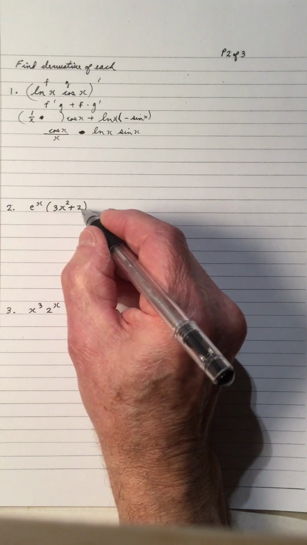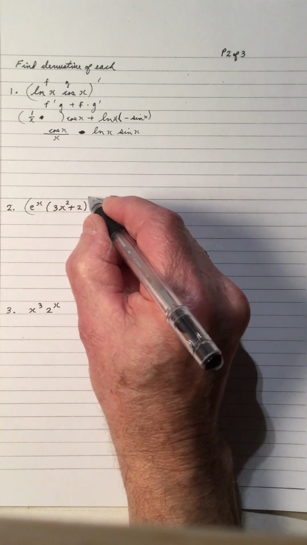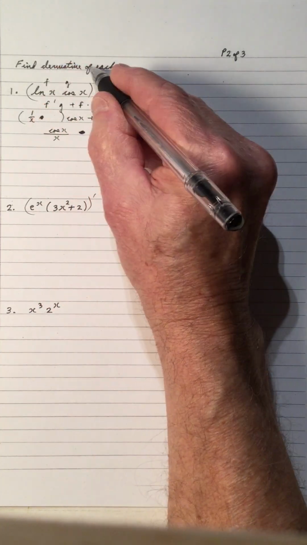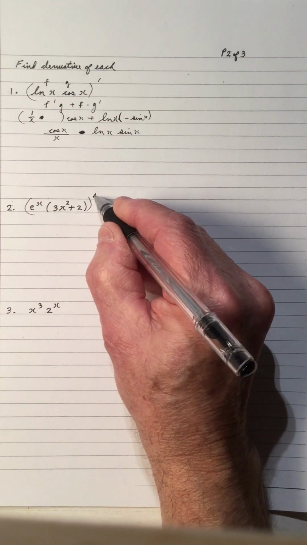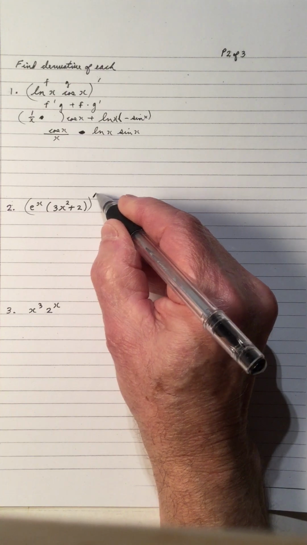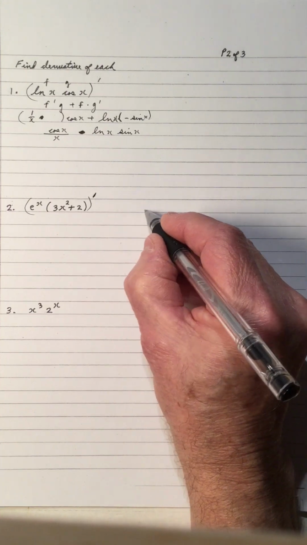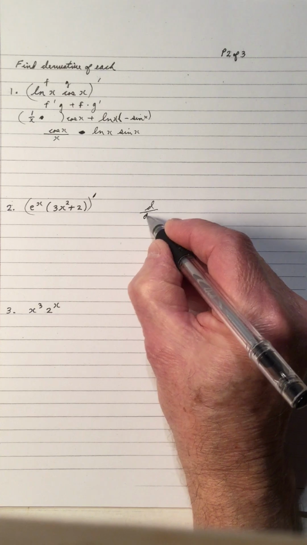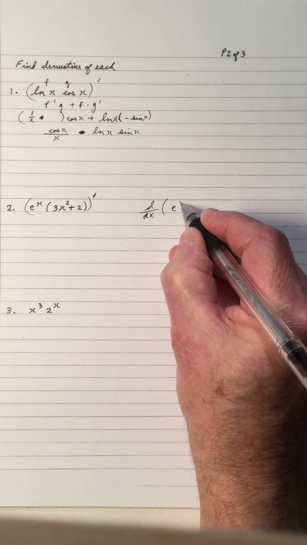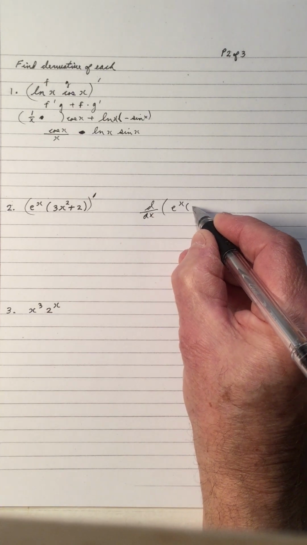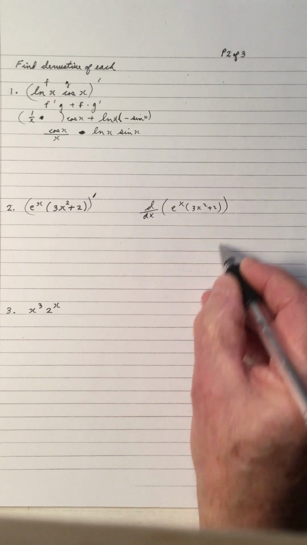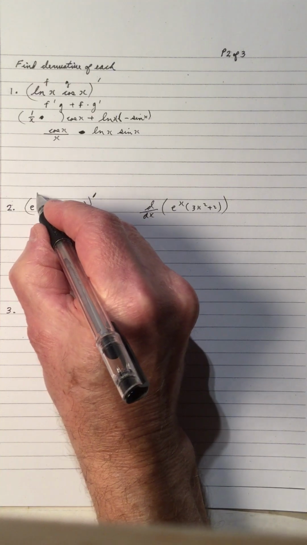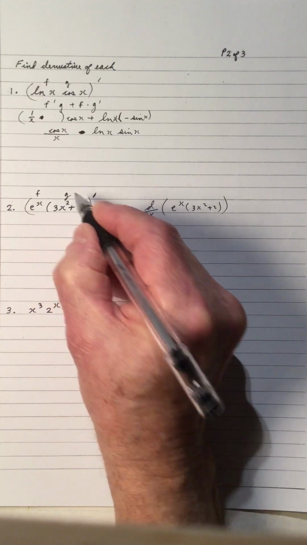And again, another way to write that down would be to do that. Instead of writing the derivative of, I could write down the prime up here. Or I could have said d dx on e to the x times 3x squared plus 2. Could have done that. But anyway, this is f and this is g.